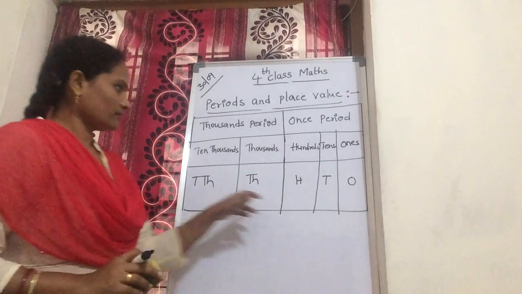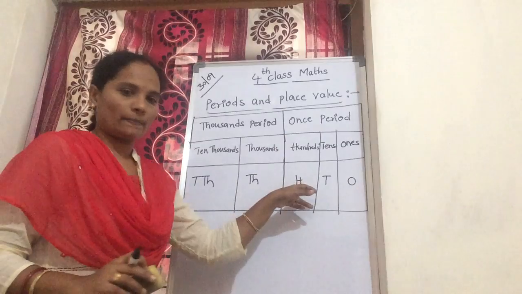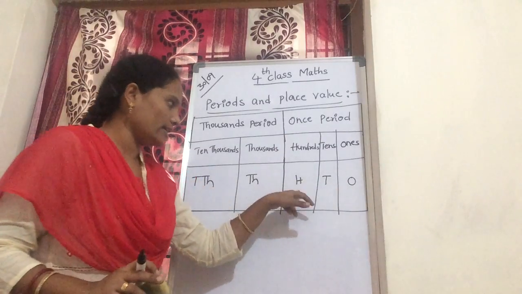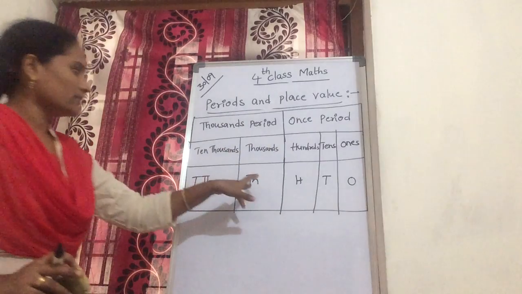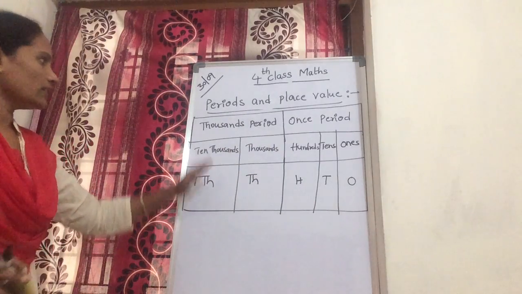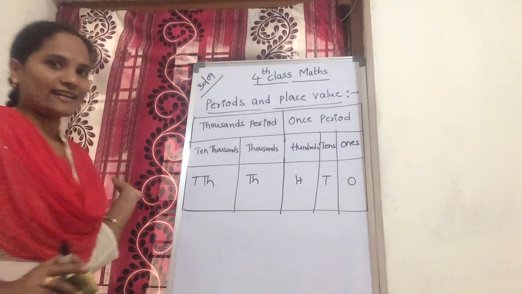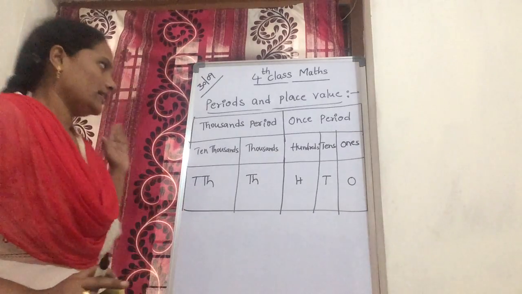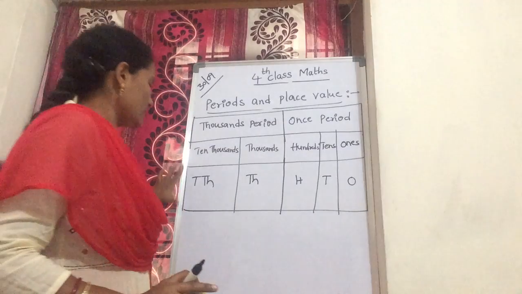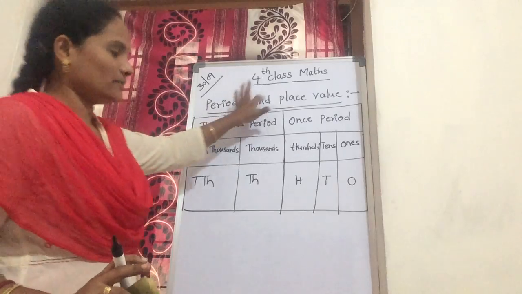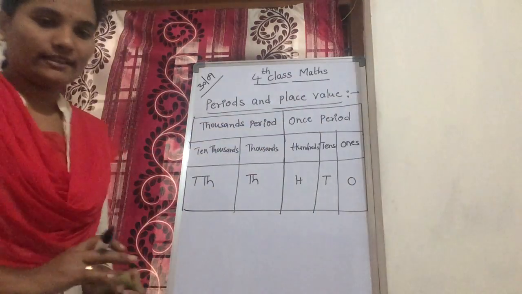In the ones period, what comes? Hundreds, tens and ones. In the thousands period, thousands and 10,000. Next what comes? Lakhs. So that is the lakhs period. Lakhs and 10 lakhs, that is called the lakhs period. Please copy this in your classwork. Periods and place values. Let's see the next one.